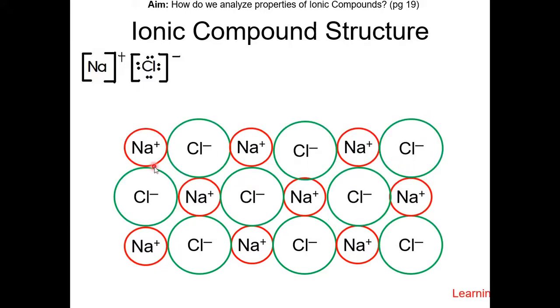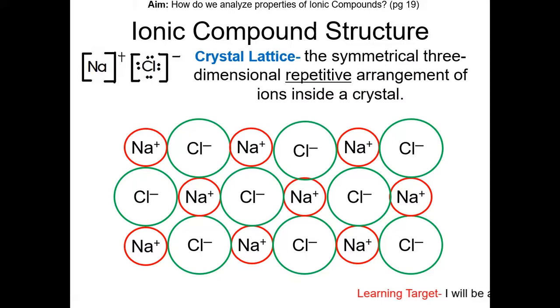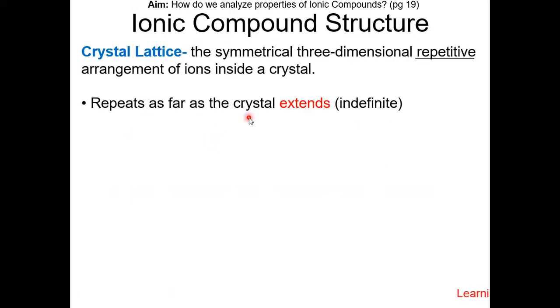So all ionic compounds have a structure like this. Notice the repetitive nature in the arrangement of these ions. This is known as a crystal lattice. It's a symmetrical three-dimensional repetitive arrangement of ions inside a crystal. So if you have more ions, your crystal lattice can extend forever. It repeats as far as the crystal extends. It's indefinite.